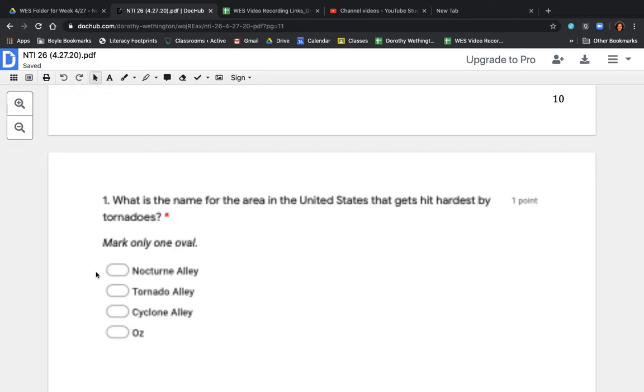Question 1. What is the name for the area in the United States that gets hit hardest by tornadoes? Mark only one oval. Is it Nocturne Alley, Tornado Alley, Cyclone Alley, or Oz?